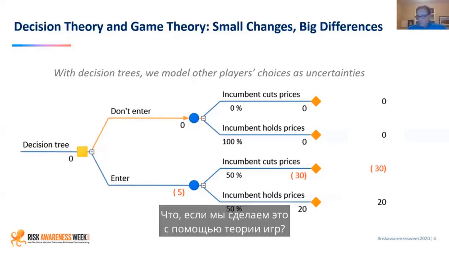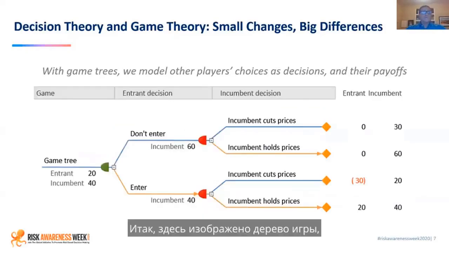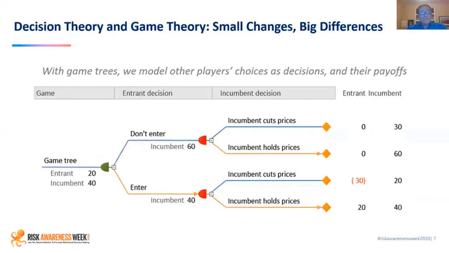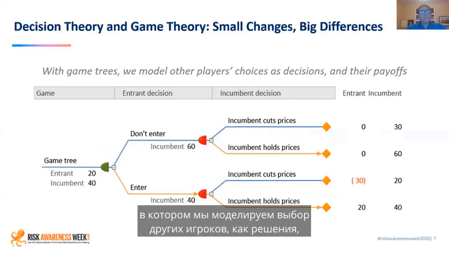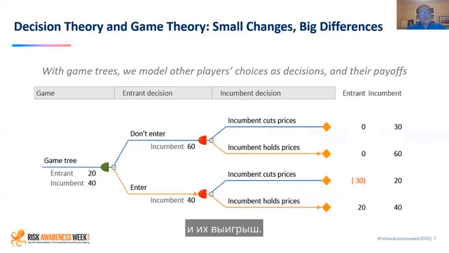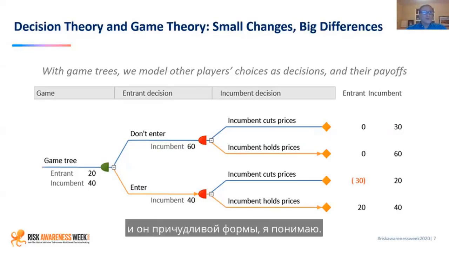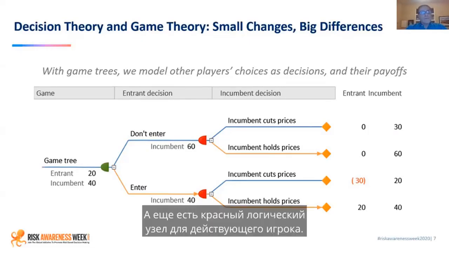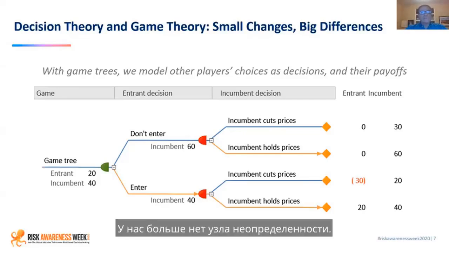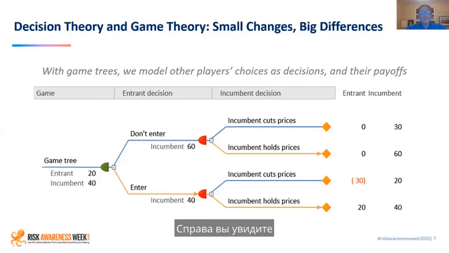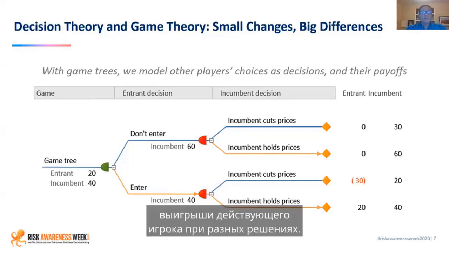Now, what if we do this with game theory? So here we show a game tree in which we model other players' choices as decisions, and we model their payoffs. Those are the two key things that are different here. You'll notice there's a green node, and it's a funny shaped node, I understand. It's called a logic node. And then there's a red logic node for the incumbent. We no longer have the uncertainty node there.